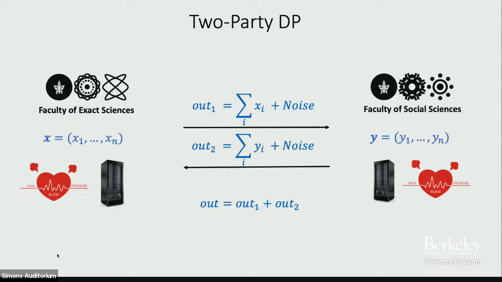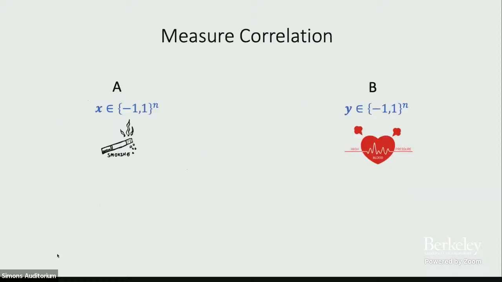So they just publish the sum of the outputs, and this is a very simple protocol. But this is a very simple case, and there are more complicated functions. For example, let's say that we want to measure correlation. So now Alice and Bob have two different databases on the same set of participants. Alice has a vector that says for each participant whether he smokes or not. So it's -1 if this participant smokes and 1 if he doesn't smoke. And Bob has the same for high blood pressure. And we want to compute the correlation between smoking and high blood pressure.